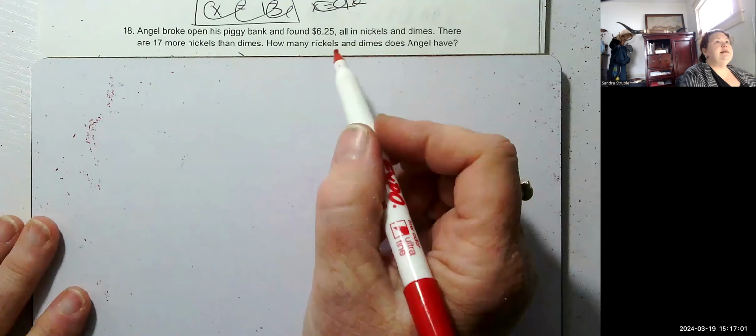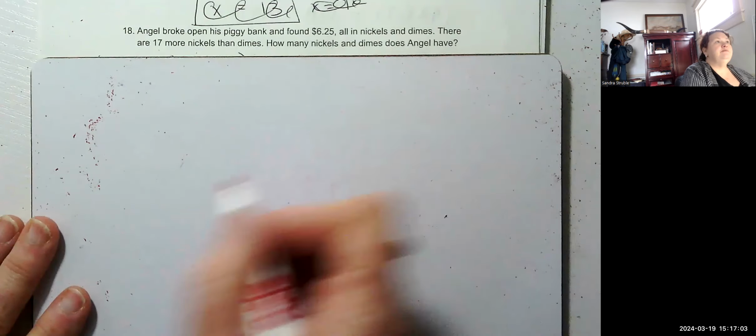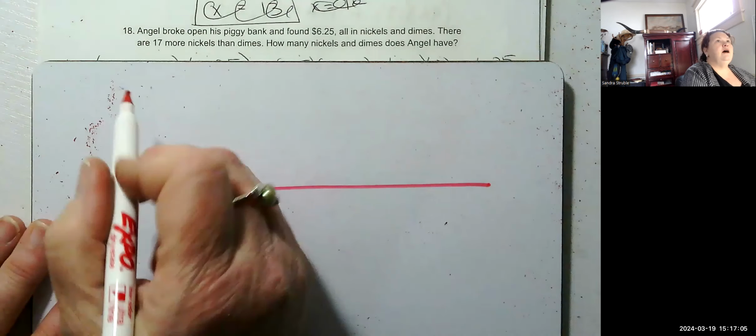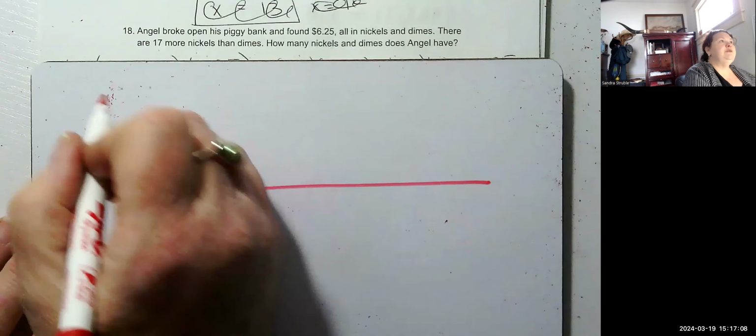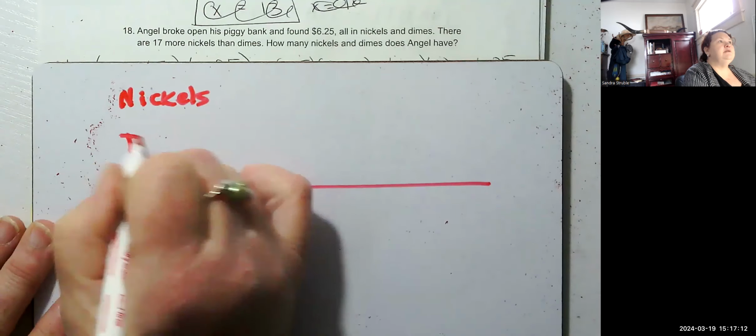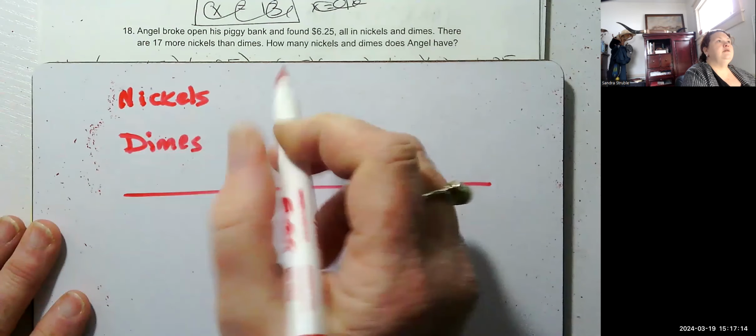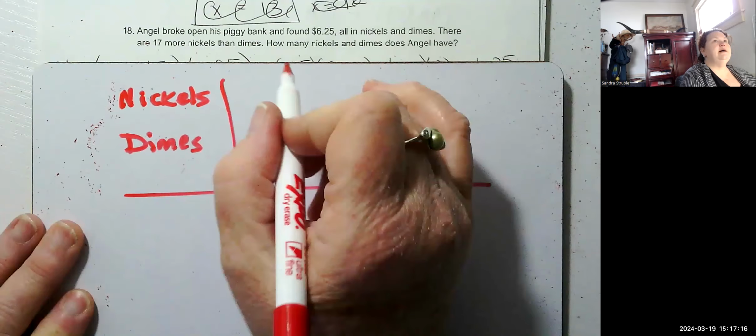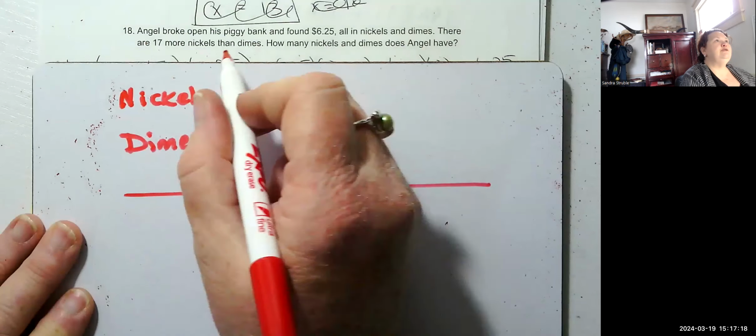All right, and found $6.25 in nickels and dimes. So if you've just got nickels and dimes, all right, what's the quantity he has? There are 17 more nickels than dimes.